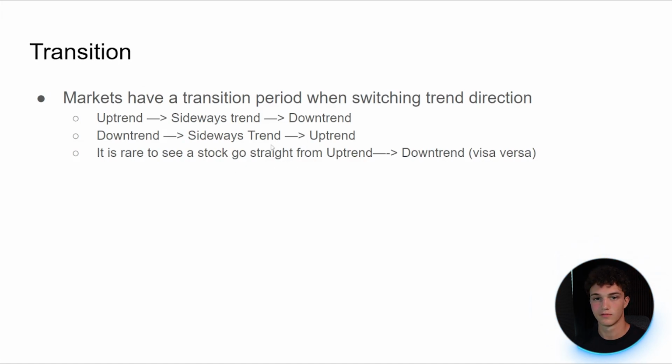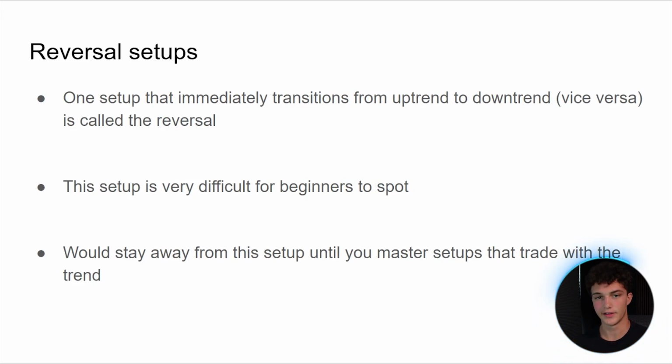It's really rare to see stocks that go straight from an uptrend to a downtrend, or vice versa, downtrend to an uptrend. So like I said, it is very rare to find occasions when the stock immediately goes from an uptrend to a downtrend or downtrend to uptrend, but there is one very rare occasion where this actually does happen, and this is called the reversal setup, when it immediately changes direction from up to down or down to up.